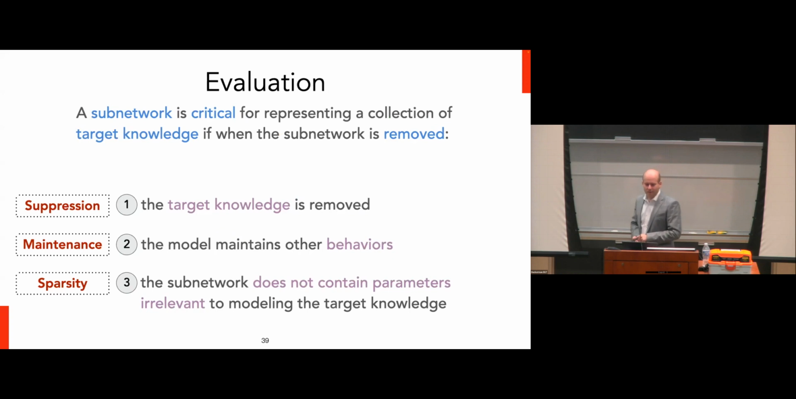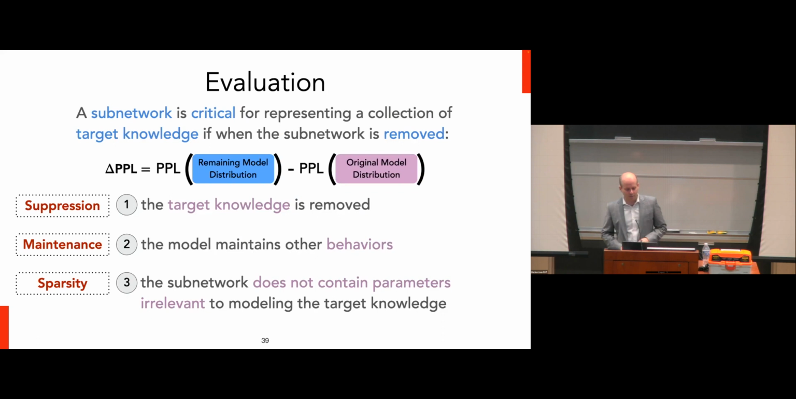In terms of how we're going to evaluate this, if you recall, we defined these three criteria for identifying a knowledge critical subnetwork: suppression, maintenance, sparsity. And so to measure whether these goals are achieved, we're going to define this metric called delta perplexity, which is the difference between the perplexity of the remaining model relative to the target or maintenance knowledge and the perplexity of the original model on that same knowledge.